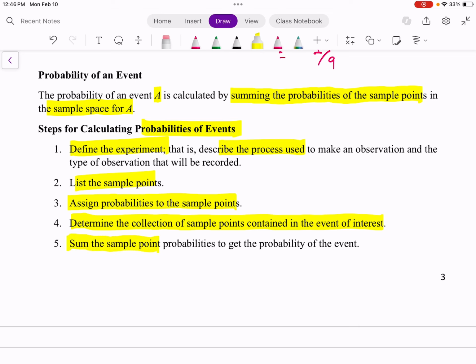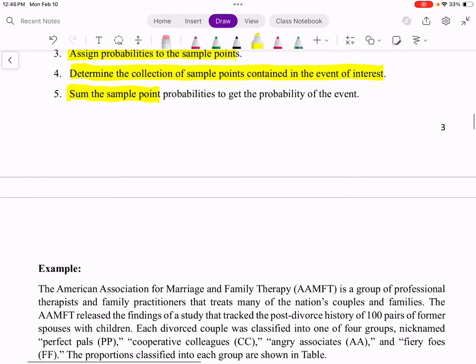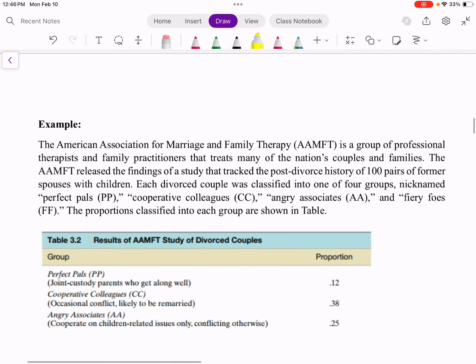You define an experiment, make a list of every outcome. It means you construct your sample space, and once you have a sample space, you find the probability of getting each sample point. And once you have that, you collect every sample point in the specific event. Once you have the event defined, the sum of the probabilities of the sample points of that event is the probability of the event. And here we have an example.